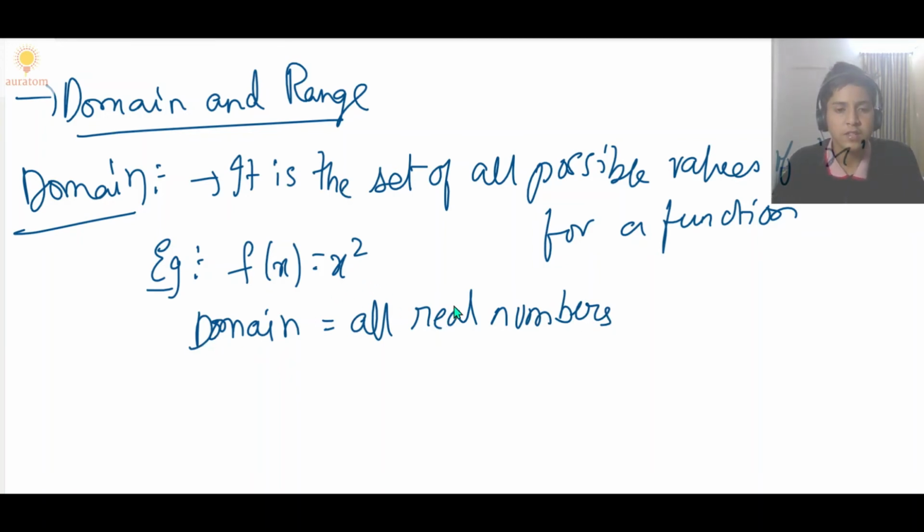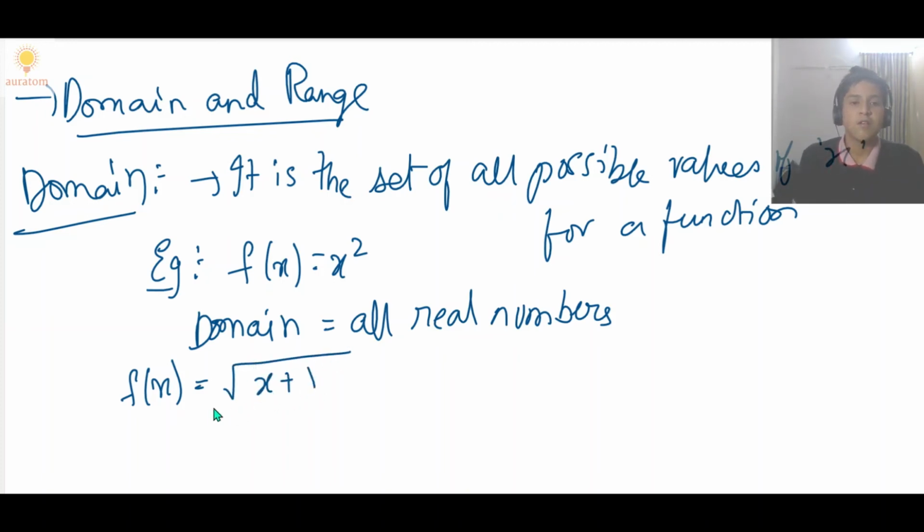So that was one example, but let's now take another example. Let's say that f of x in this case is under root x plus 1. What about this function? What is the domain for this function? Now, in this case, if you put any value for x, will the function always exist? I mean, can you put any value here?